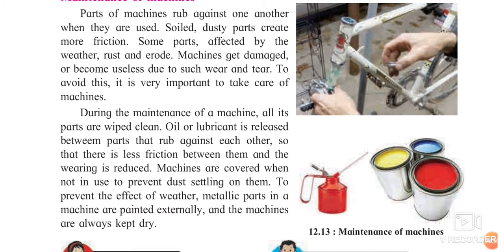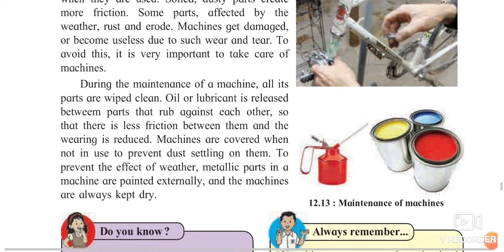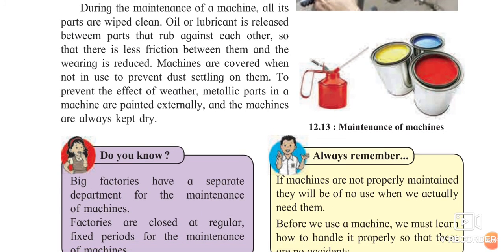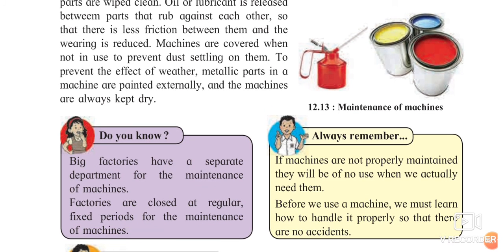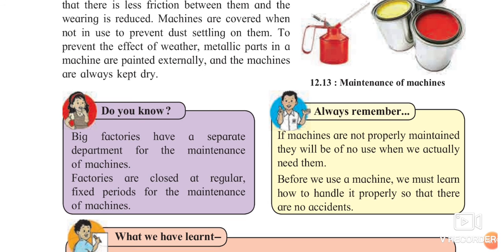During the maintenance of a machine, you are supposed to wipe it properly all the time. Oil or lubricants, meaning grease, whatever they are, you are supposed to apply so that there is less friction and it moves smoothly. See the weather conditions and try to paint them regularly so that corrosion is kept away. Always remember, if machines are not properly maintained, they will be of no use to you afterwards. So try to maintain them properly. They are then always useful to you.